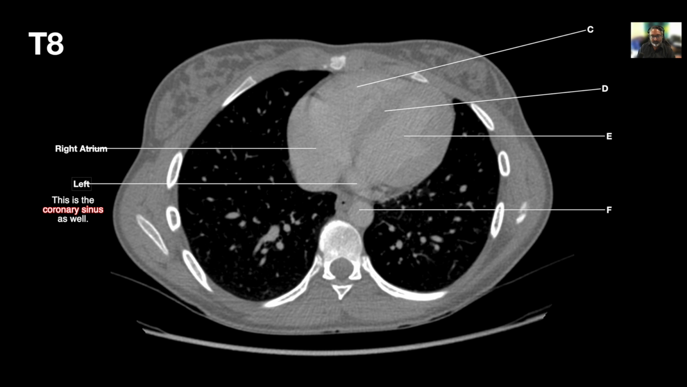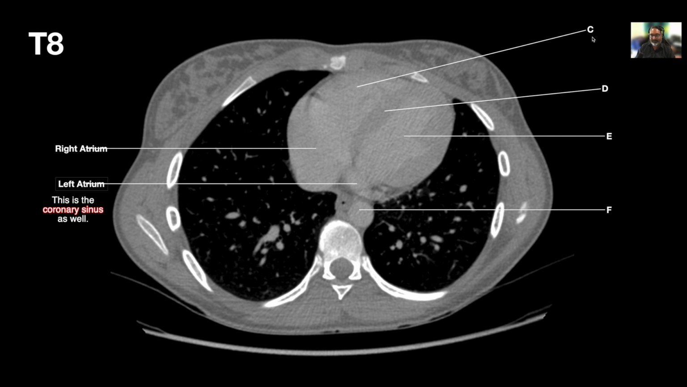But coronary sinus would be there too, wouldn't it? Coronary sinus would run just slightly above it on the CT. Fair enough, above the left atrium. Yeah, let's just put it as left atrium. All right, that's fine. I don't know what I was thinking.